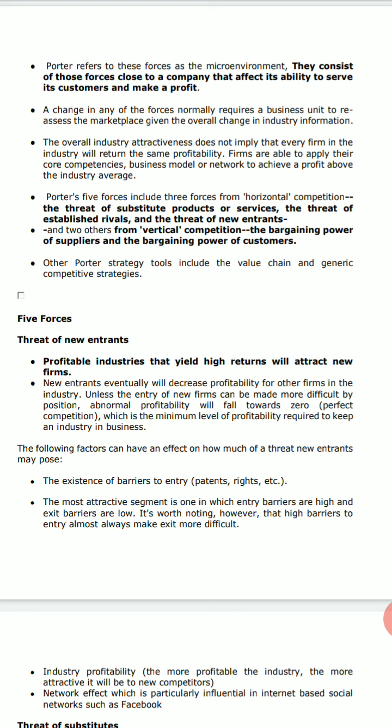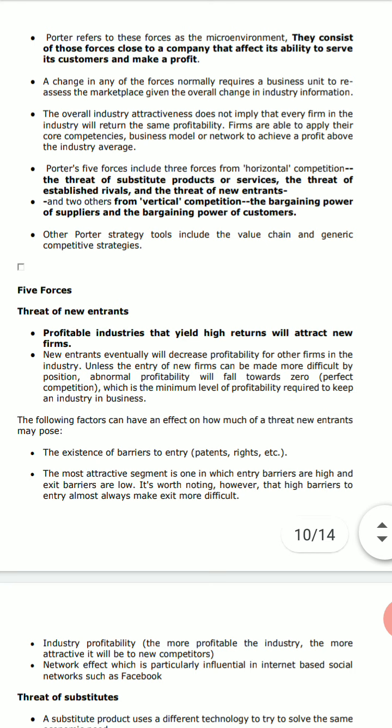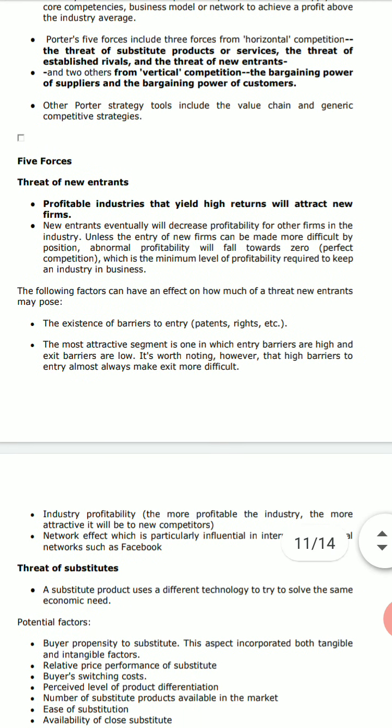The overall industry attractiveness does not imply that every firm in the industry will return the same profitability. Thus, the firms are able to apply their core competencies, business models and networks to achieve a profit or maybe the industry average, right? So Porter's 5 forces include 3 forces from the horizontal competition, that is the threat of substitute products or services, the threat of established rivals, and the threat of new entrants. And the 2 others are the vertical competition, that is the bargaining power of the supplier on one hand and the bargaining power of the customers on the other, right?